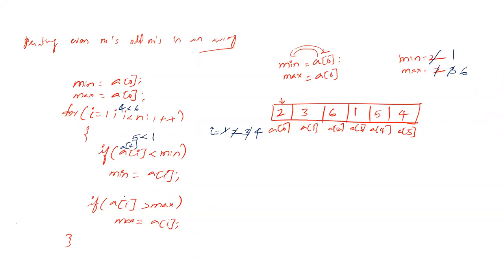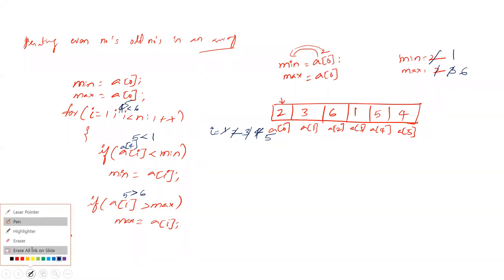Next here, again A of 4. So I'm writing directly, 5 is greater than max. What is the last updated max? 6. 5 is greater than 6? No, it is also not true. So again, I value updates to 5. So 5 is less than 6. Yes, it is true.